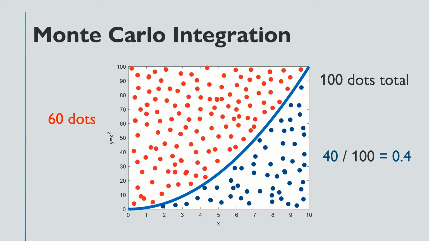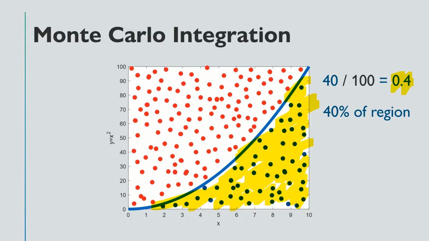But note that we're only interested in the dots below. As a percent or a ratio of the whole, we have 40 divided by 100 equals 0.4. 0.4 is the ratio of the dots under the curve versus the total dots seen here on the graph. This can be considered as 40% of the total region.